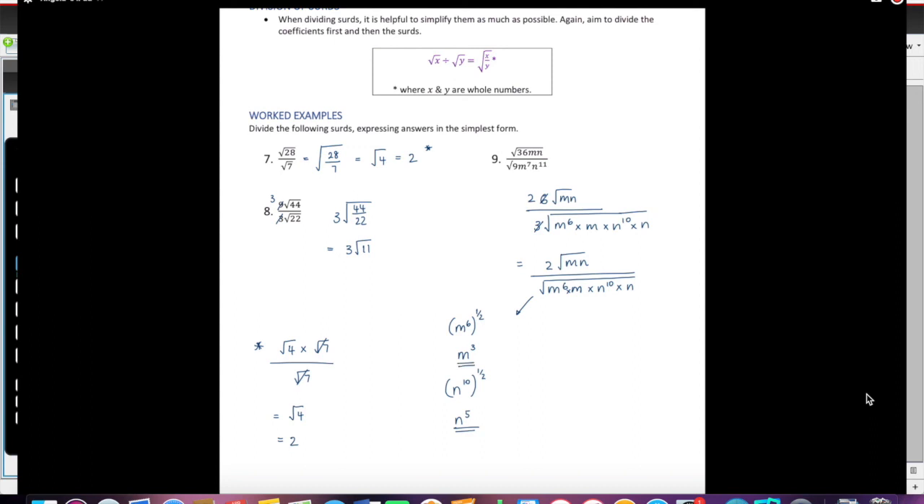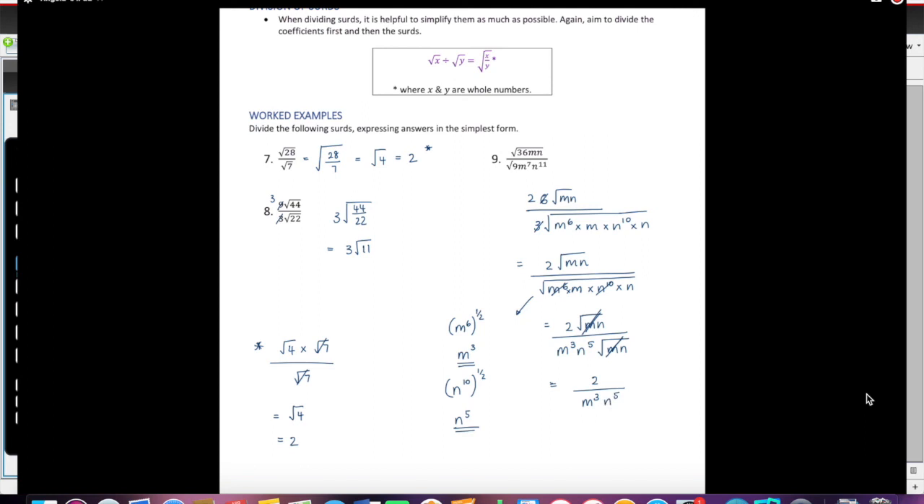So now rewriting this, be very careful because we've simplified that and we've simplified that. So I'm going to rewrite this now as 2 root mn divided by m to the power of 3, n to the power of 5, root mn. And now what you can see here is that those divide out because that goes into that once. So what my final answer will be is 2 divided by m to the power of 3 and n to the power of 5. So hopefully that wasn't too bad.